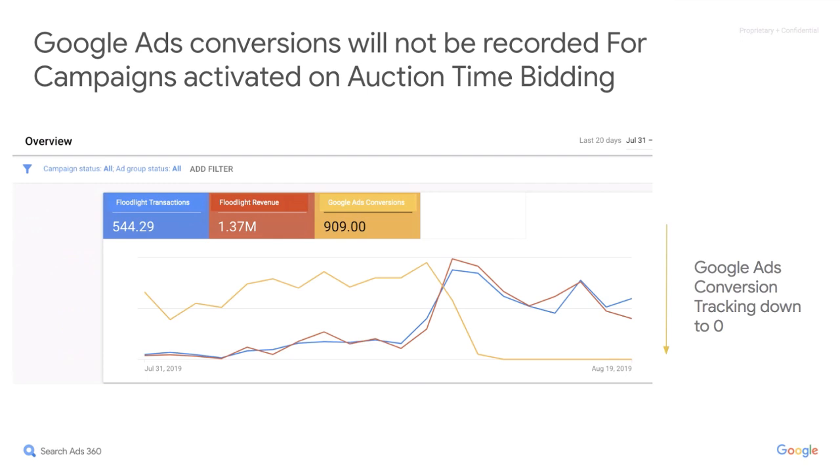In Google Ads, the conversions column will go down because, as we said, we are sending information from search ads. So this will be replaced with another column instead of the conversions column.